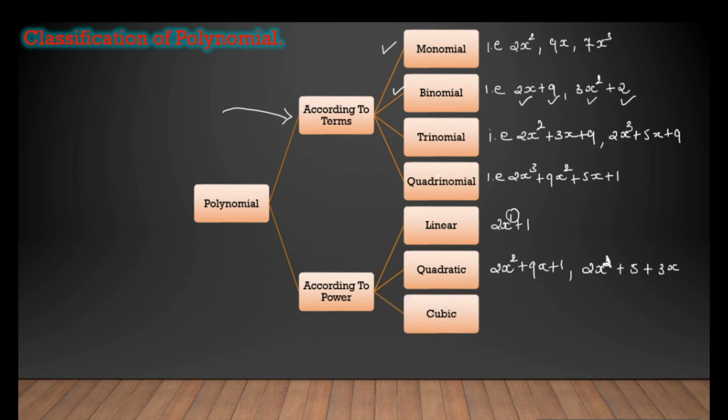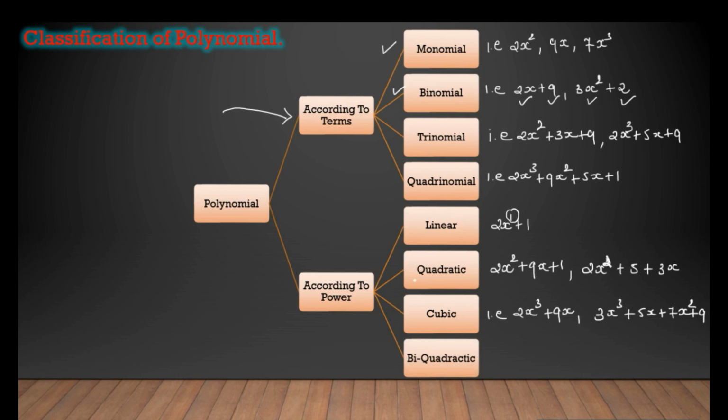Now cubic polynomial. A cubic polynomial, as the name suggests, is a polynomial which has highest power 3. 2x cube plus 9x, 3x cube plus 5x plus 7x square plus 9. See, here we are not considering the number of terms, we are only considering the highest power of the polynomial. Consider this very carefully, guys.